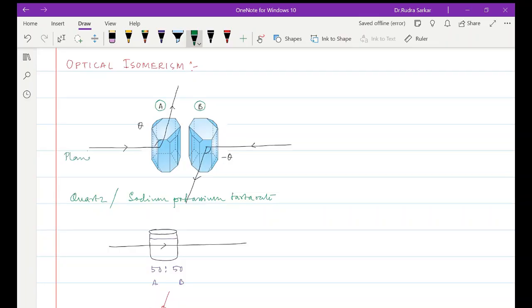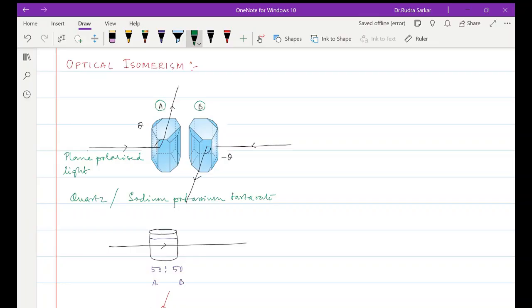this plain polarized light through these crystals, and he could see that the crystal form A was able to deflect the light by an angle theta, whereas the crystal form B would deflect the plane polarized light by an equal angle but in the opposite direction.